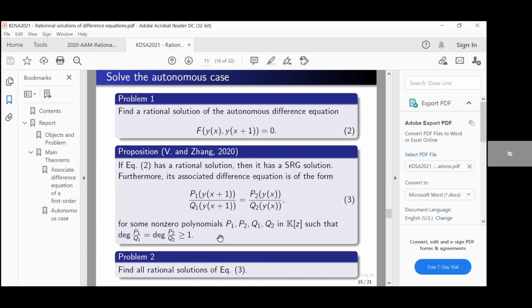So in general, there could be more than one strongly rational general solution, right? Yeah, I agree with you. There may be more than one strongly rational general solution. But your algorithm would find all of them? All of them for the autonomous case. Okay, sure.